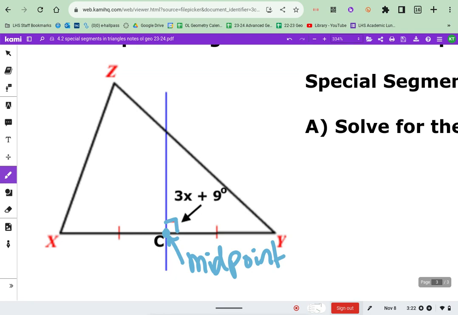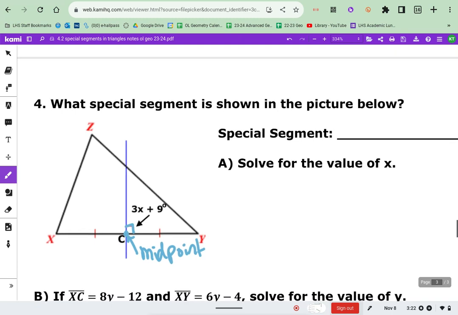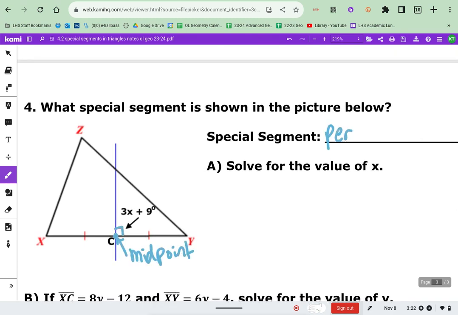Okay, what do you guys think? Perpendicular bisector. Yep. She got it. Perpendicular bisector.